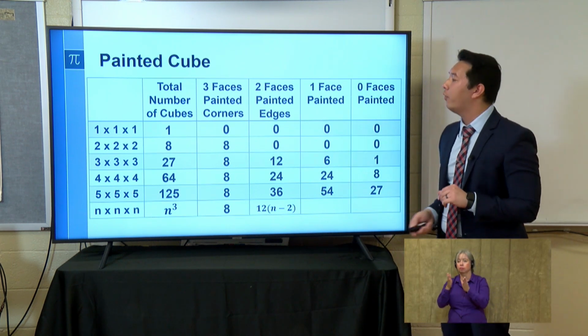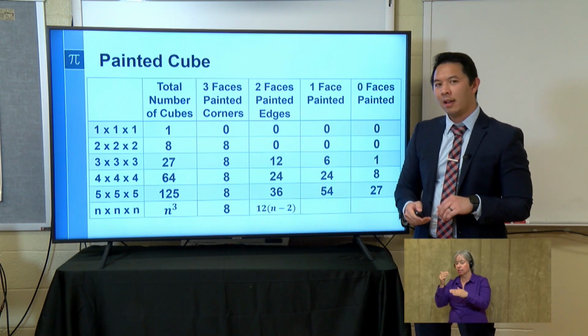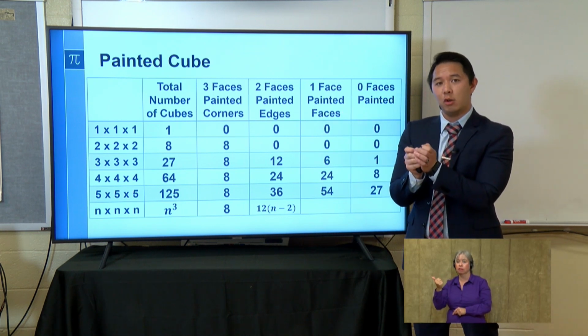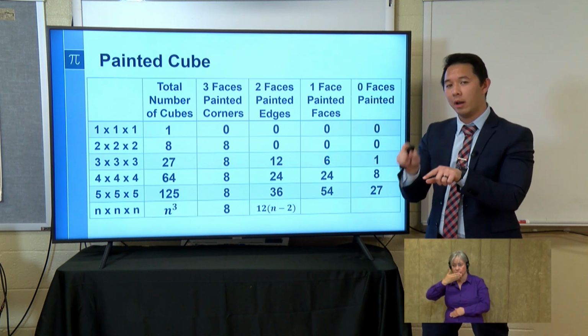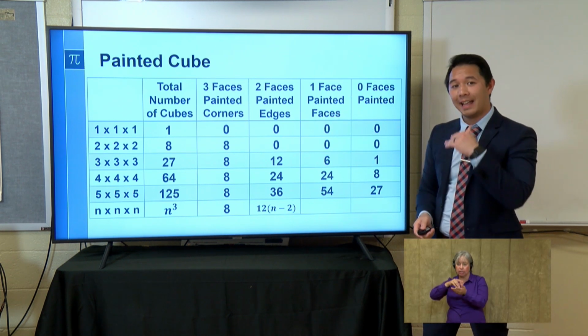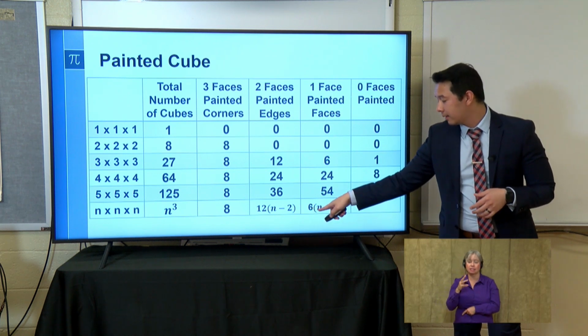Here, when I'm looking at one face painted, so I'm taking away the corners, I'm taking away the edges. The other feature of our cube that we're interested in is the face of the cube itself, that inner square in the middle of each face. And so here, because a cube has 6 faces, the expression that we can model with is 6 times n minus 2 squared.